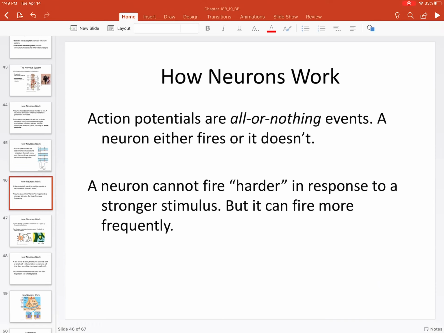Action potentials are all or nothing, meaning the neuron fires, it's healthy, or it doesn't fire and it's not healthy at all. A neuron cannot fire harder in response to a stronger stimulus, but it can fire more frequently. So if you touch a stove for a little bit of time, it's going to provide as much of a get-your-hand-off-this-as-fast-as-you-can response as if you held your hand there for a long time. It's not that the response is harder, it's just firing more often, which your brain then can perceive as a bigger response, get my hand off. So it's kind of in response to the size of the danger.